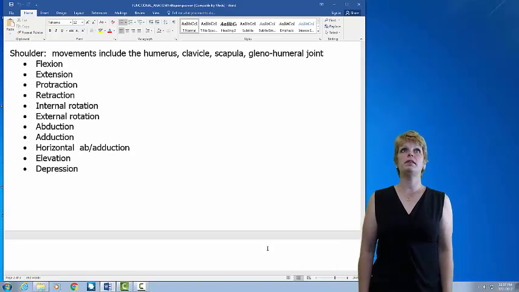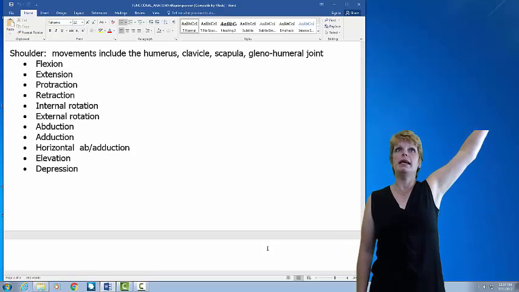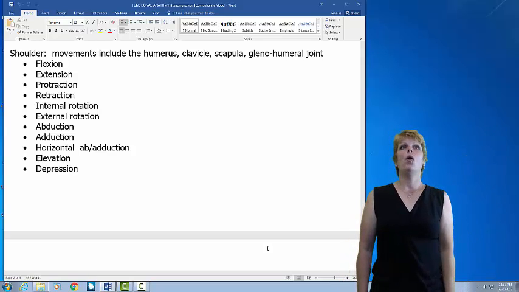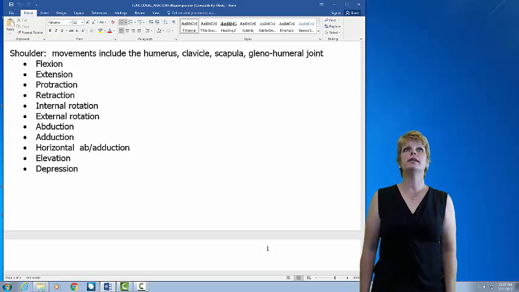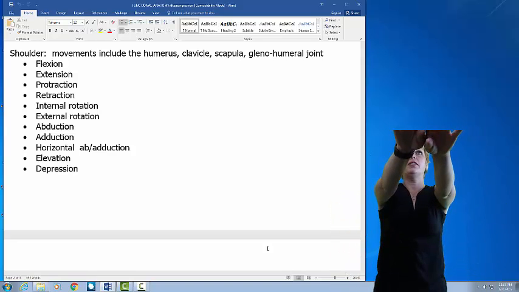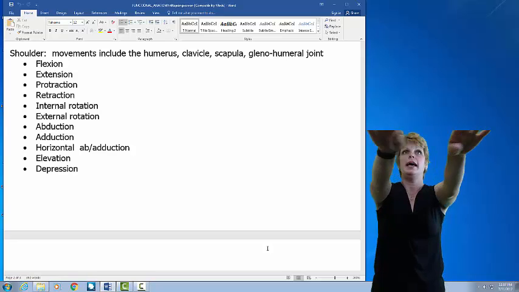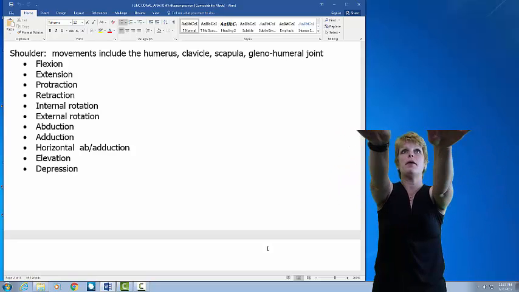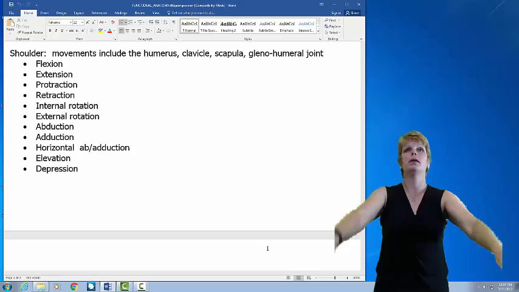Abduction of the shoulder would be movement away from the body, abducted away. Adduction would be adding it to the body. Horizontal abduction and adduction: if you start in anatomical position, for abduction, you start in this position and go outward, abducting it away. Conversely, horizontal adduction, you would be adding it. Think about adding it to the midline.